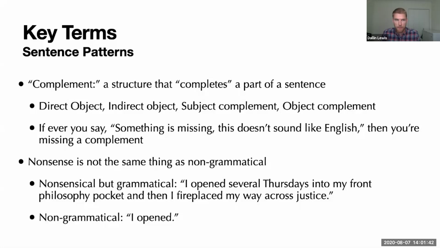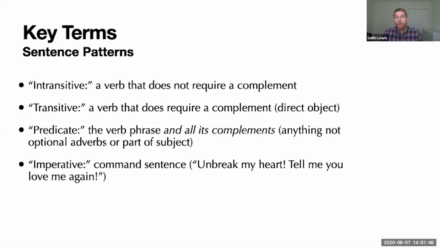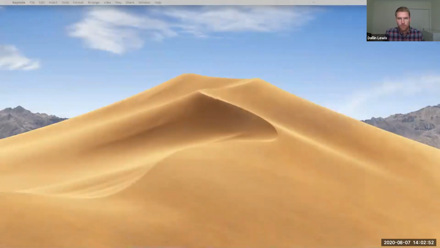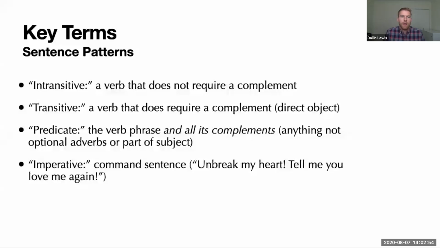so let's move on. Some other key terms. Intransitive means verbs that do not need a complement or object, and transitive means verbs that do need a complement or object. Yes, Gwen. All right. Intransitive, verbs that do not require complements. Transitive, they do require complements or objects, as we call them.